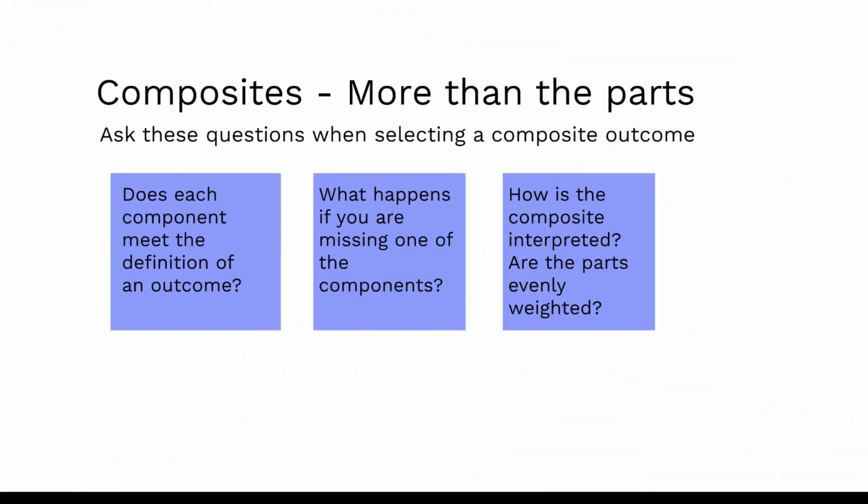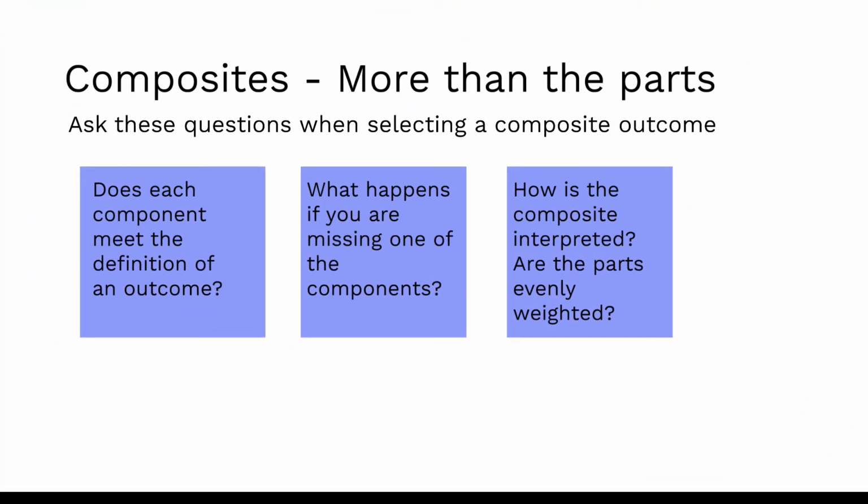When considering a composite outcome, does each of the components meet the definition of an outcome? So is each component a validated measure? Is it reproducible, repeatable? How many components are there? The next important question is, what happens if you're missing one of the components?